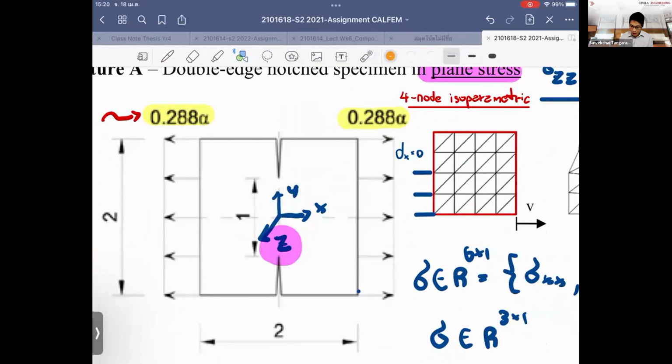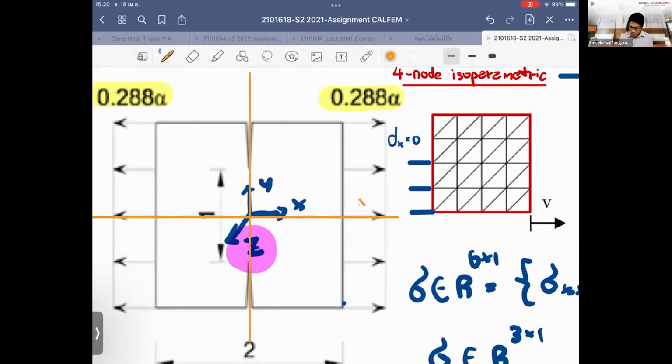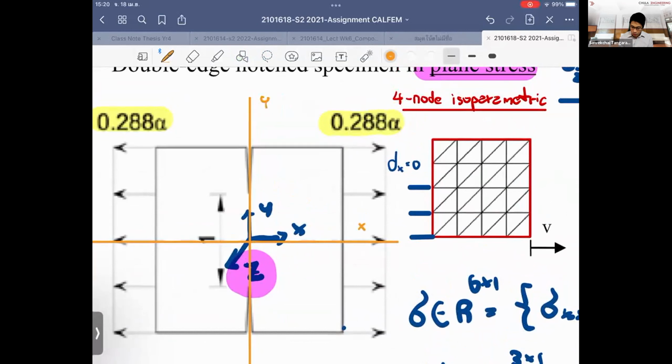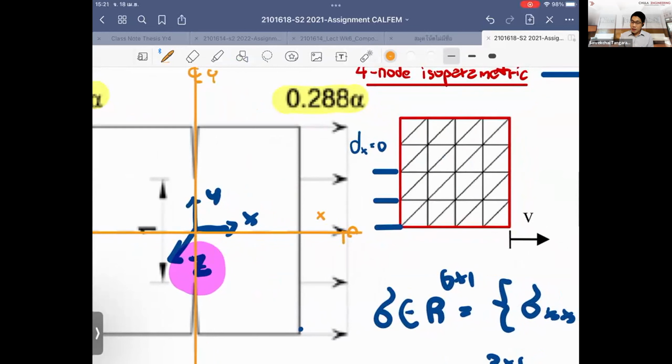You have two symmetry lines. One is in the center, and the other one is in the middle. So this is the x, and this is y, and they are all symmetric. Right. So I try to indicate the boundary condition such that when I take this back to the original problem, it can indicate the real behavior of the problem we're looking at.